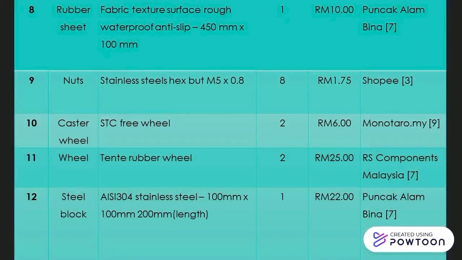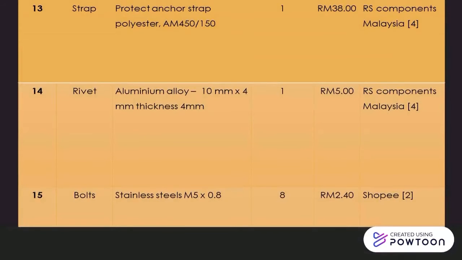For part number 12, steel block. We use SS304 stainless steel, costing RM22. Part number 13, strap. We use protector anchor strap polyester, costing RM38. And part number 14, rivet. We use aluminium alloy with 4mm thickness. It costs RM5 per box. And the last one, bolts. We use stainless steel M5 x 0.8 with 8 in quantity. Each costs RM2.40.